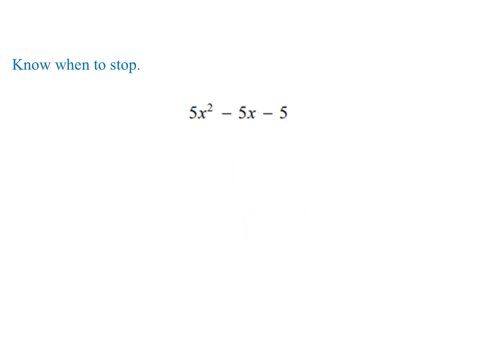Can you see what needs to be factored out here? Yeah, it's pretty obvious. They all have a 5. So I'm going to divide by 5, divide by 5, divide by 5. And I'm going to get a 5 times x squared minus x minus 1.